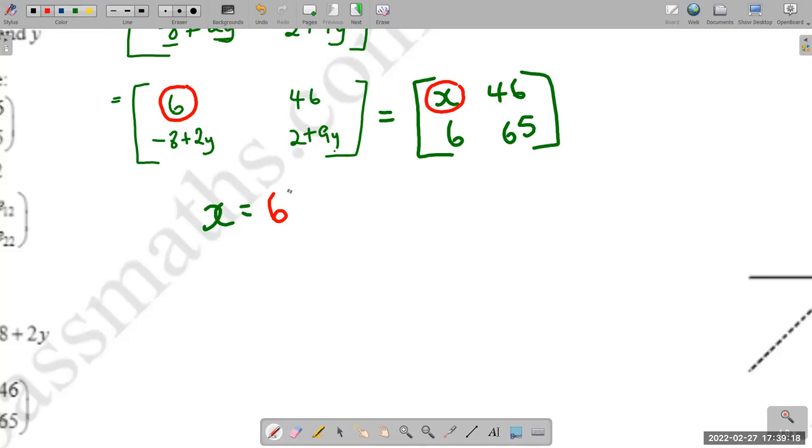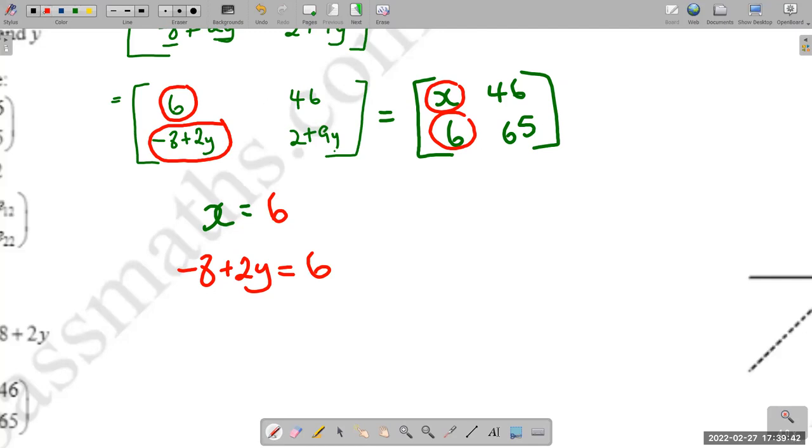So how can I use this concept to find y? So basically, I know that what? This is equal to what? All of this is equal to what? So let me write it out. -8 plus 2y, all of that is going to be equal to that. So what do we do here? We transpose to find the value of y.